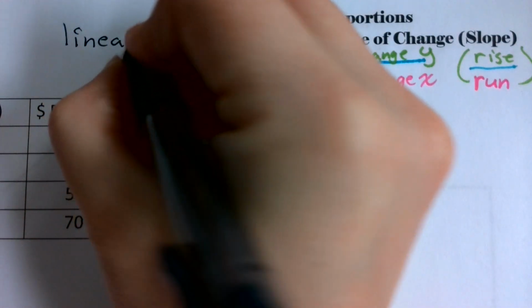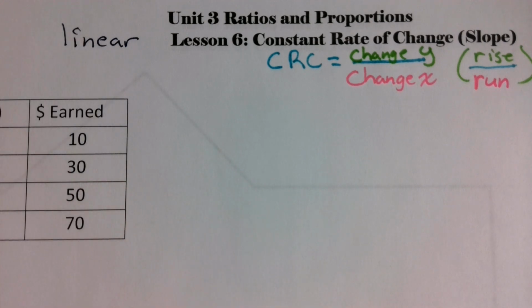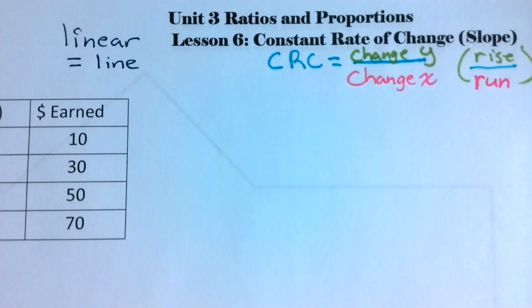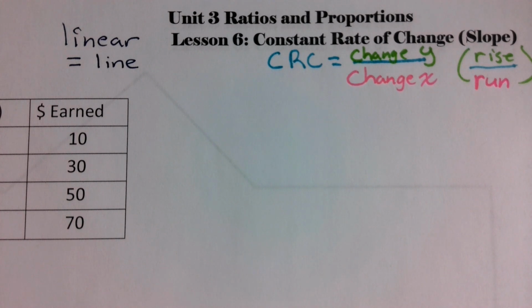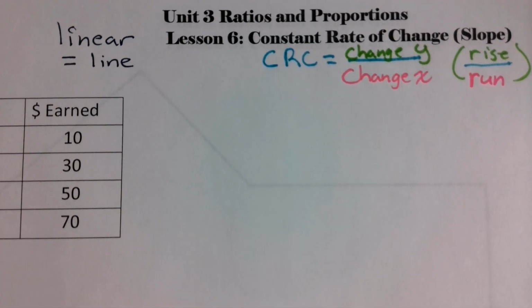So if I write the word linear, what word do you think of? What word do you kind of see in this term linear? A line, right? Linear just means that it's going to form a line. That's all linear means. It's a straight path that's being formed when you're graphing it. It forms a straight line, okay? And it does so because it has a constant rate of change, or a continuous or consistent rate of change.